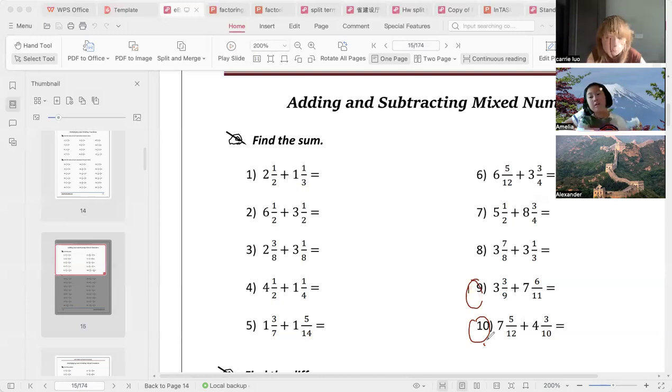Wait, but how do I... You simplify first, 5 over 12. Plus 4. Yeah, I did that. It's 11. 11, okay? So how do you do 5 over 12 plus 3 over 10? Oh, I get it now.